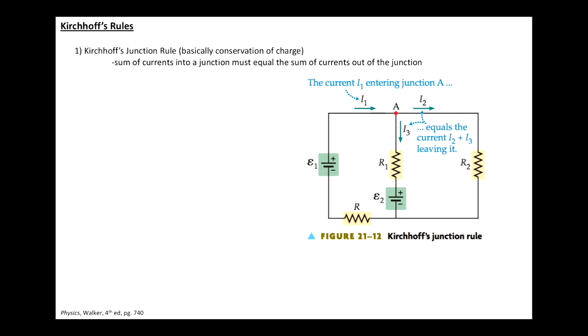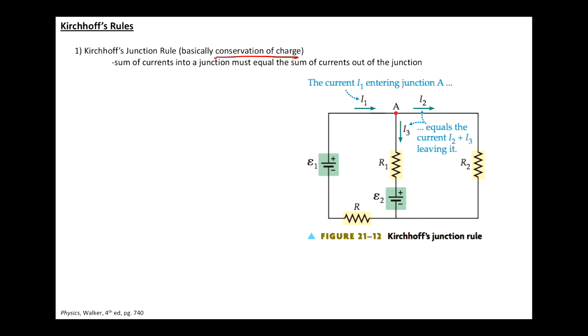So these 2 rules are, well, at least the first one is straightforward, the junction rule. This is essentially conservation of charge, and we talked about it when we were talking about parallel circuits. If it splits and goes a couple of different ways, that has to come back together at some point and have the exact same amount of current.